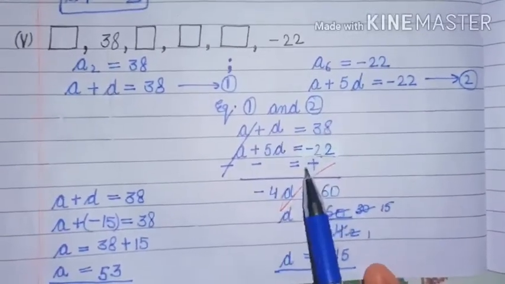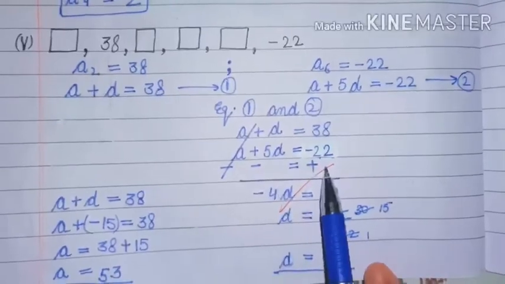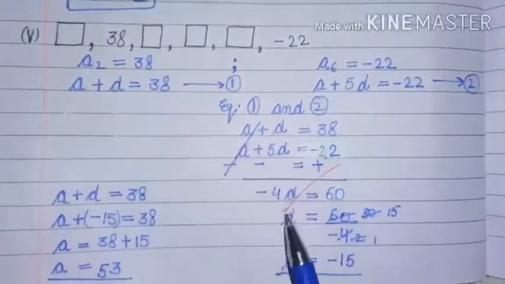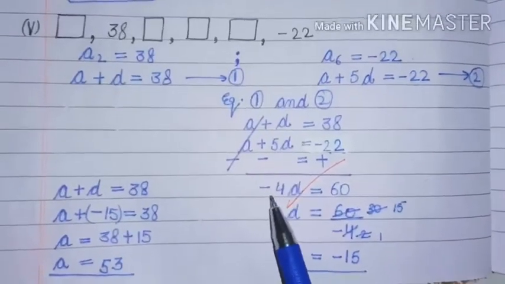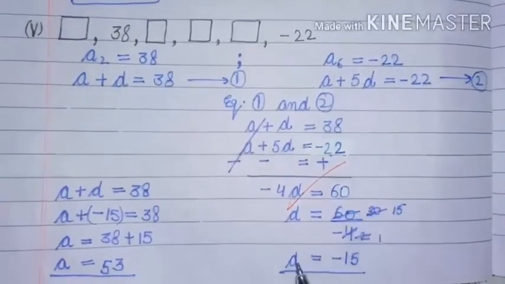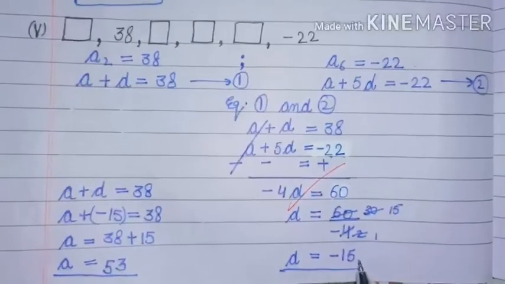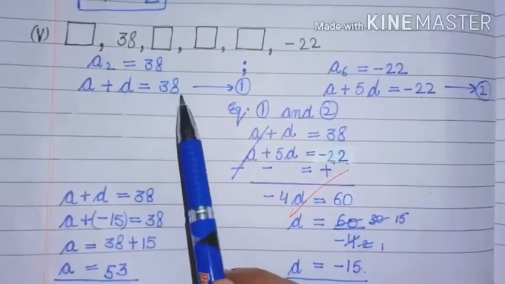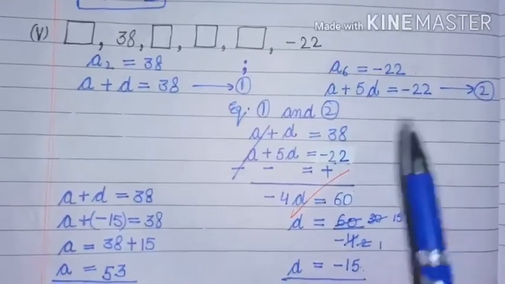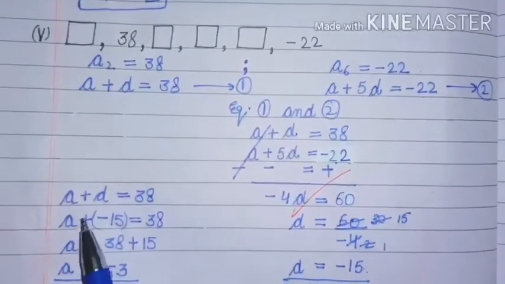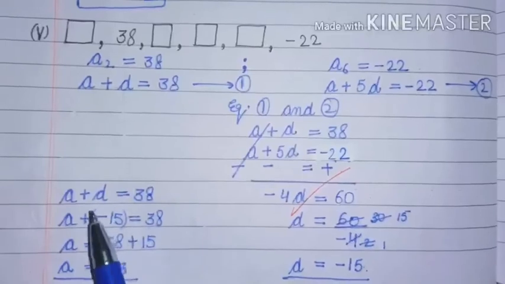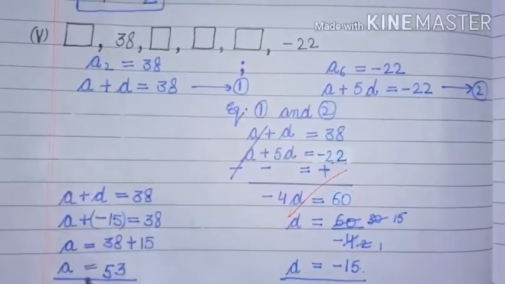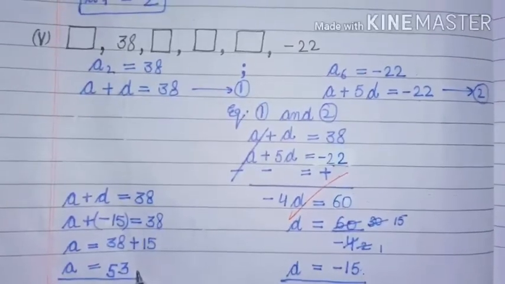So first you will write both the equations and you will change the sign of the second equation. So you will see the first term cancels out and for the value of d, here you will get -4d is equal to 60 and d is equal to -15, beta. Now you will put the value of d in the first equation or in the second equation. So here we have put the value of d in the first equation, that is a plus d is equal to 38. So put the values and you will get a, that is 53.